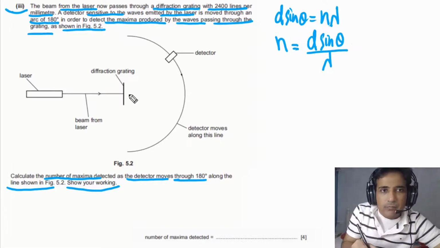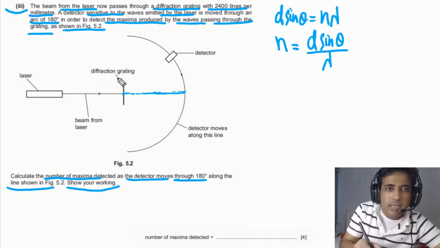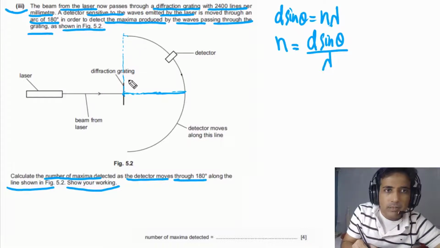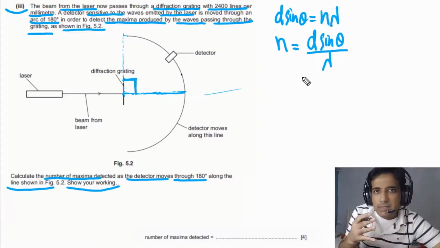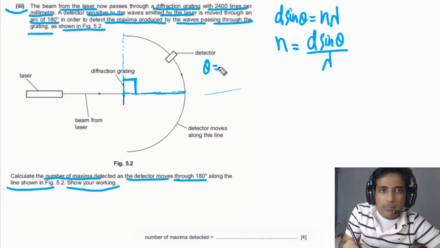We need to understand which angle we have to take. In this case you need to understand angle is taken from the center maxima. Center maxima means from the center bright fringe. So if we draw the line here, you can see this angle is 90 degrees. So theta in this case is equal to 90 degrees. In this case the angle we need to consider for the maximum number of maxima or bright fringes has to be 90 degrees. So theta is equal to 90 degrees.